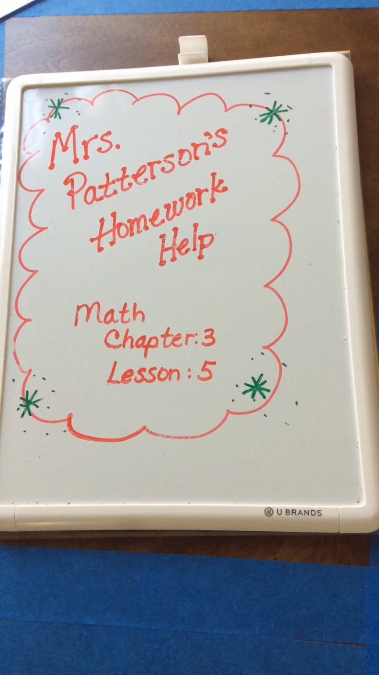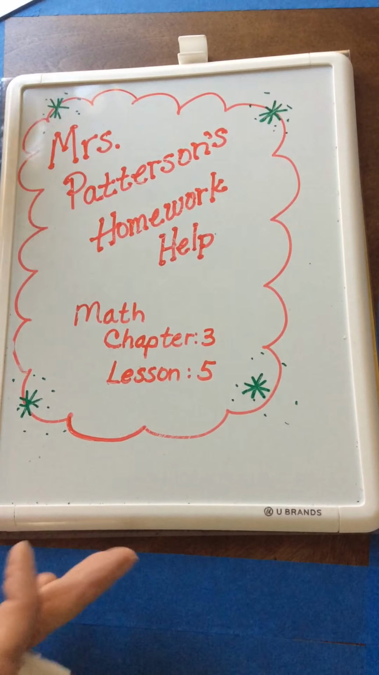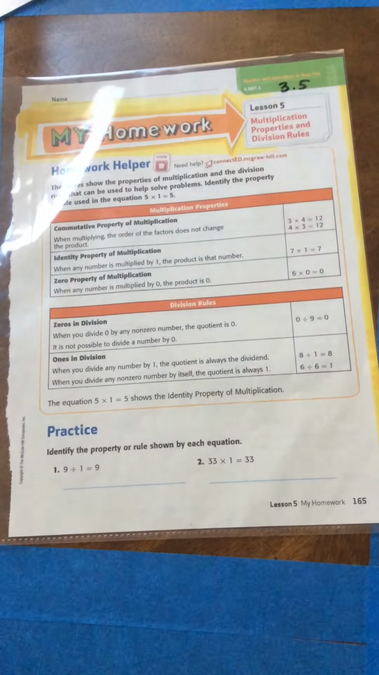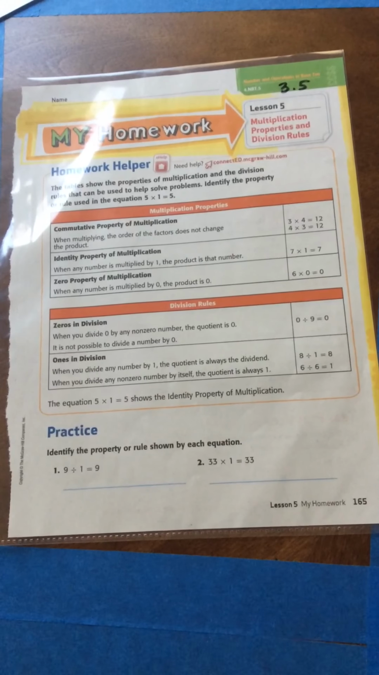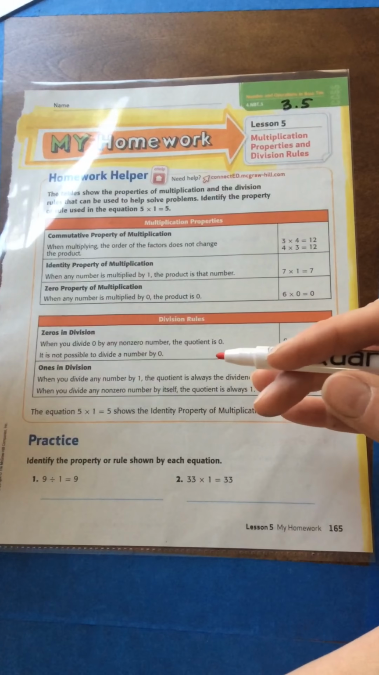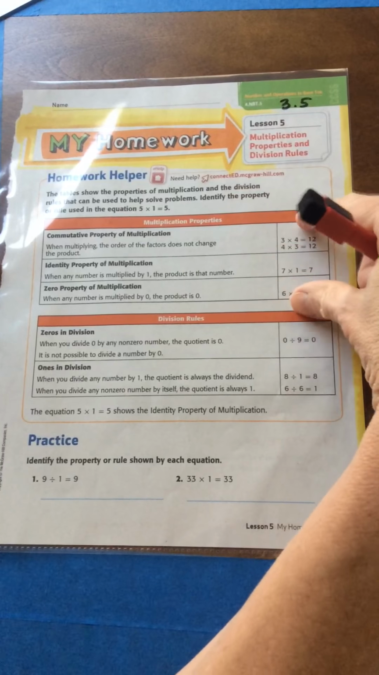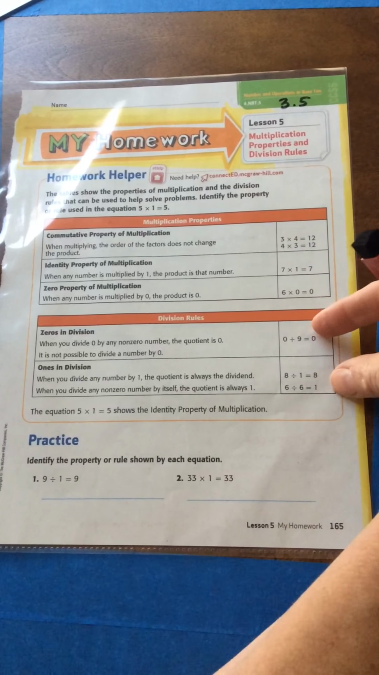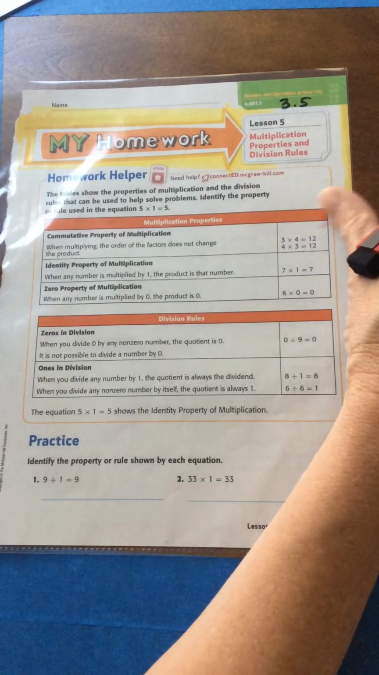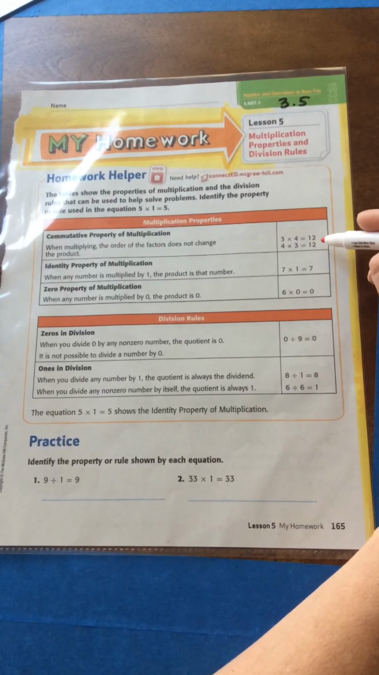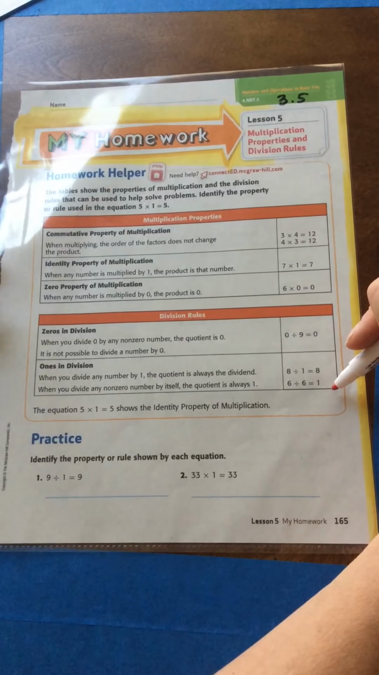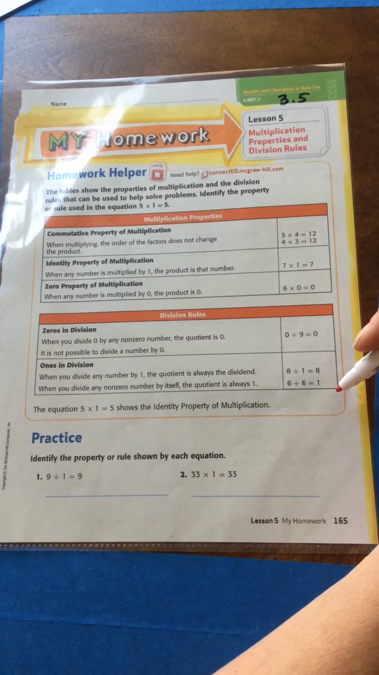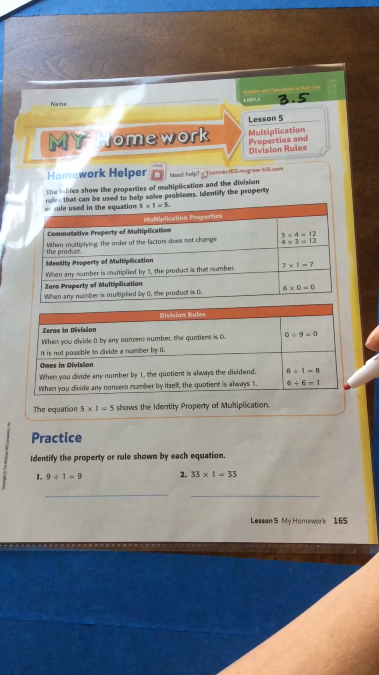This is Chapter 3, Lesson 5 for Math. And we're going to be talking today about the properties of multiplication and division rules. What's great about this homework page this evening is that they have the properties and the rules right here and give us examples for them. So it's very important to look back and look at these examples so that we understand what property or rule we're talking about. So let me go over them briefly.